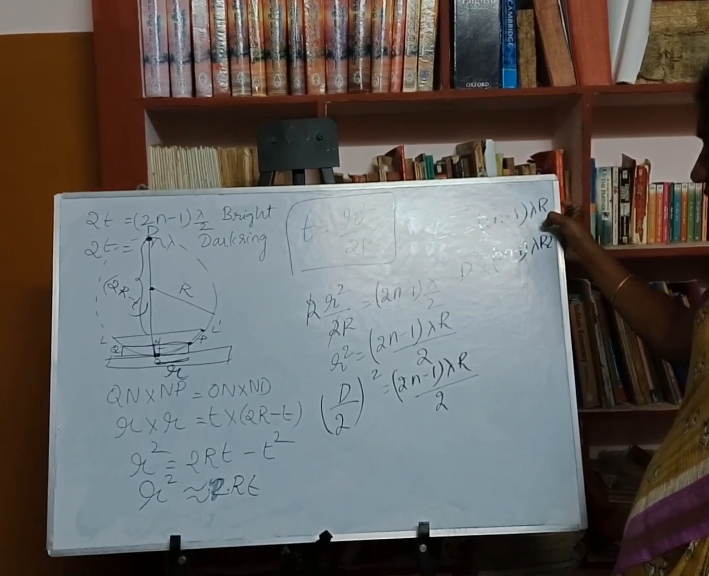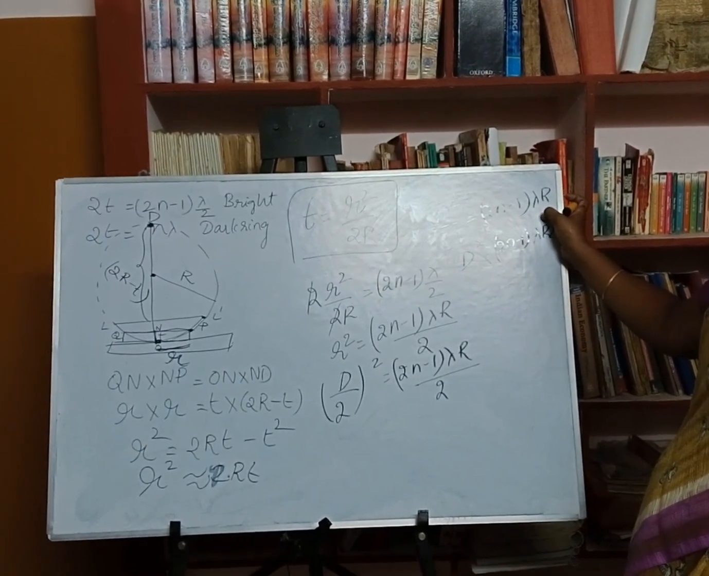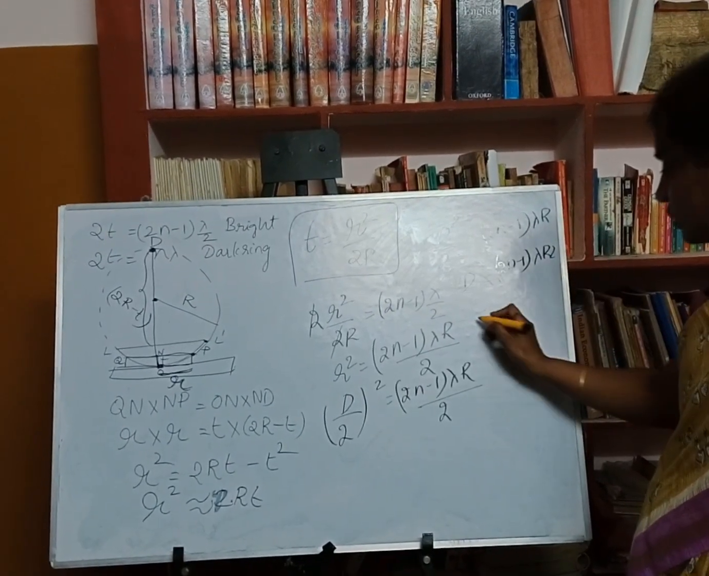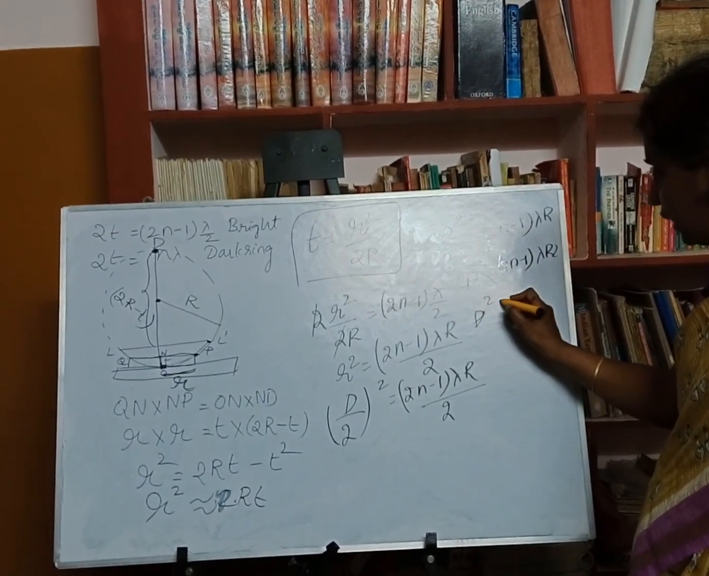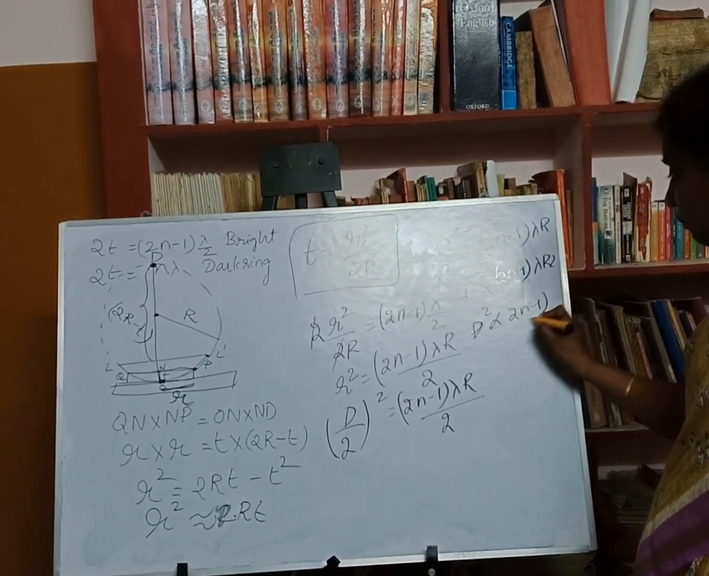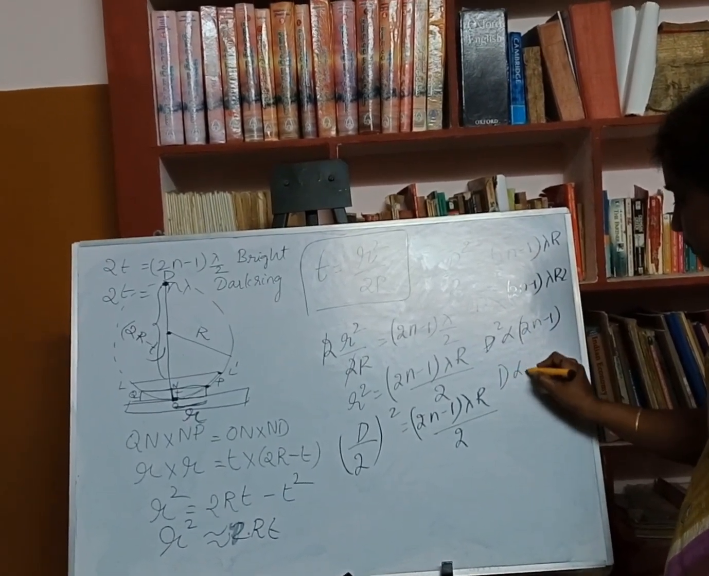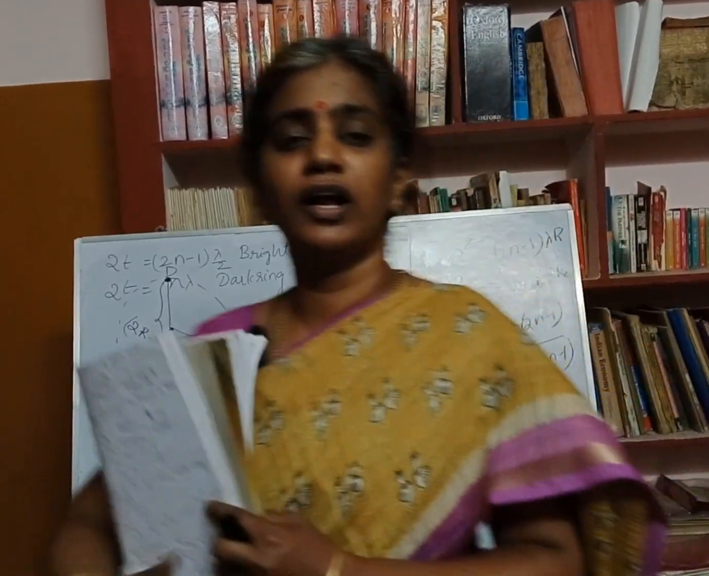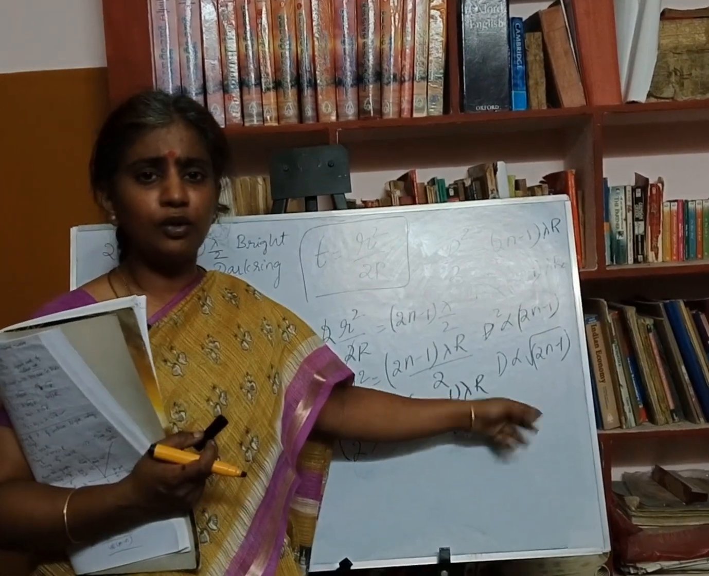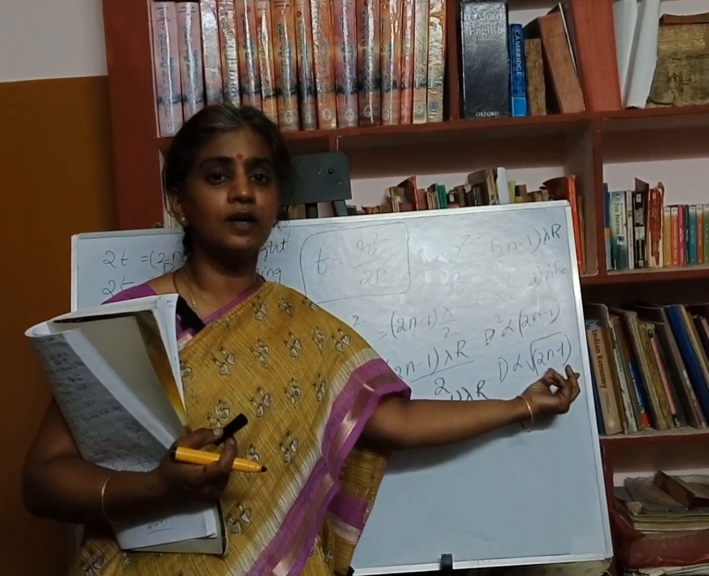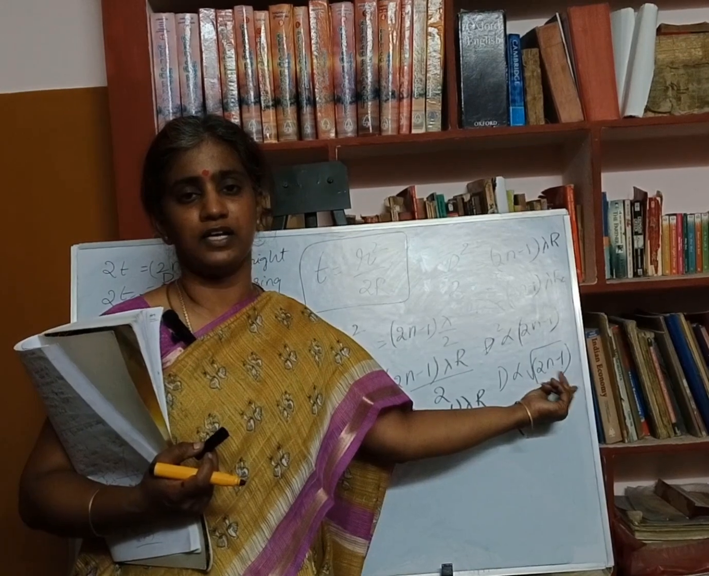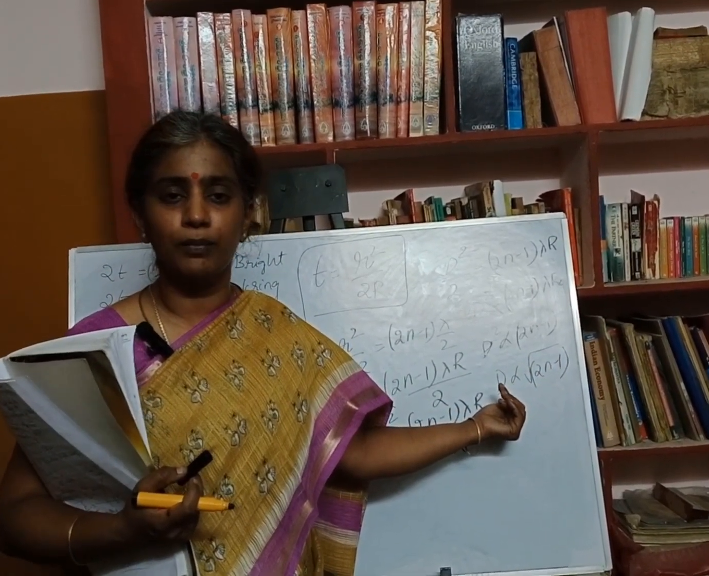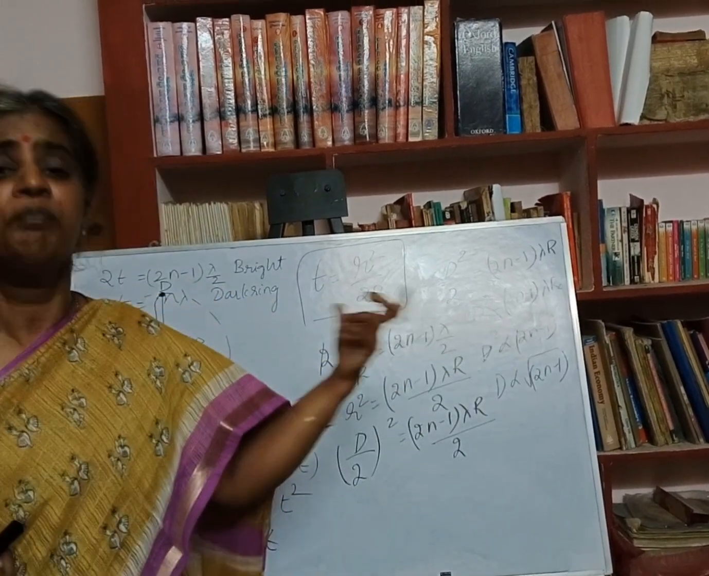So if we observe, lambda is constant because the light wave's length is not changing. Capital R, radius of curvature, is constant, and 2 is constant. Therefore, D square is proportional to 2n minus 1, or D is proportional to root of 2n minus 1 for the case of bright. 2n minus 1 means odd natural numbers, so the square root of odd natural numbers is directly proportional to the diameter of the bright rings.